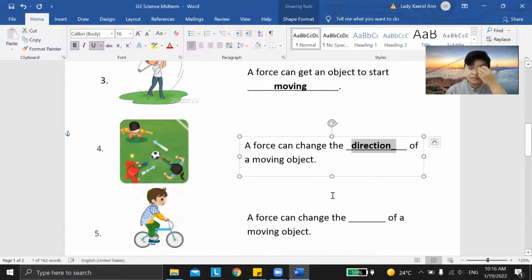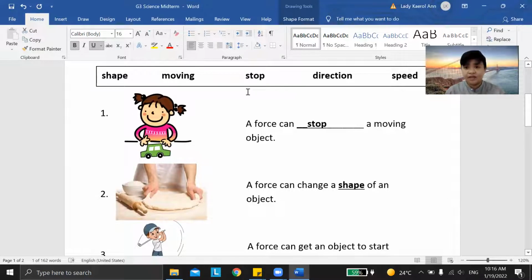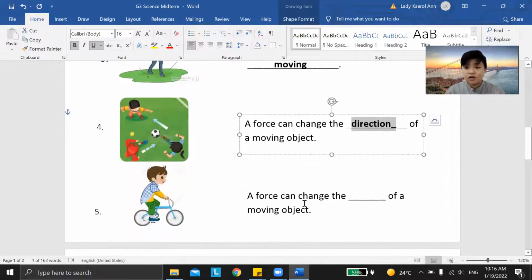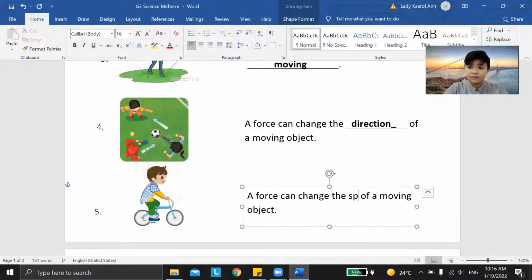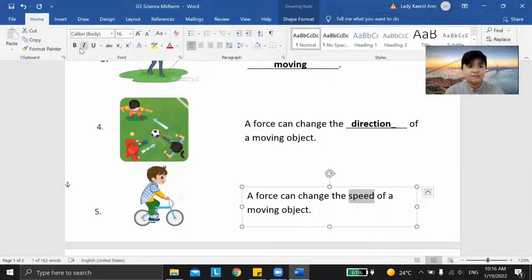And for the last number, the only one you have left is the word speed. So a force can change the speed of a moving object. When you are riding the bike, it is up to you if you want to ride the bike slow or fast. So a force can change the speed of a moving object.